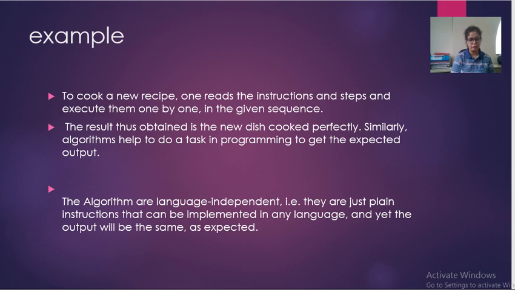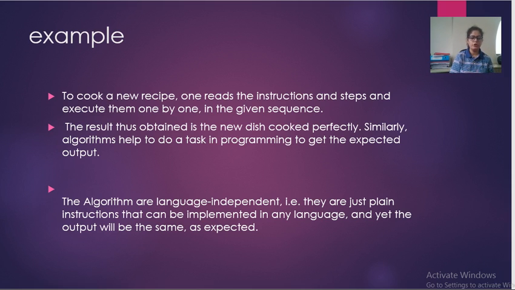So you have to follow the steps in sequence. First step, second step, third step. After following all the steps in a proper sequence, you can get the desired output. So that is a real life example of algorithm. So the result thus obtained is the new dish that you have cooked perfectly. So similarly, why we use algorithms? Algorithms help to do a task in programming to get the expected output.